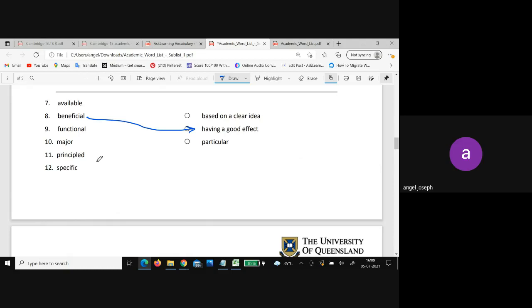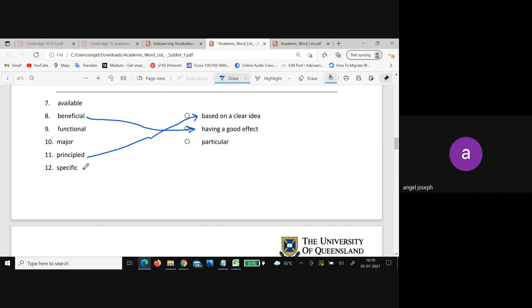Eleventh. Principled. He stands with his principles. He's a principled man. Which meaning? Based on a clear idea? Yes, absolutely. Based on a clear idea. We'll say that he has very clear principles. It is a person who has principles, or he's a principled person. That means that he's got a very clear idea about that particular thing. So this is absolutely correct. Look at the next one.